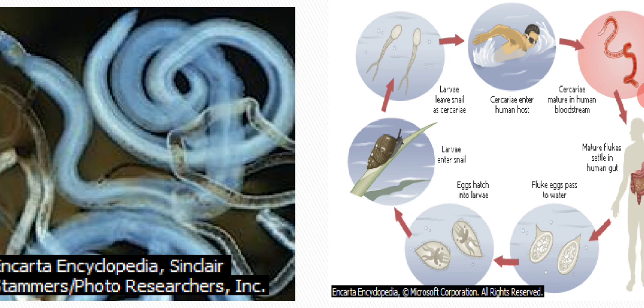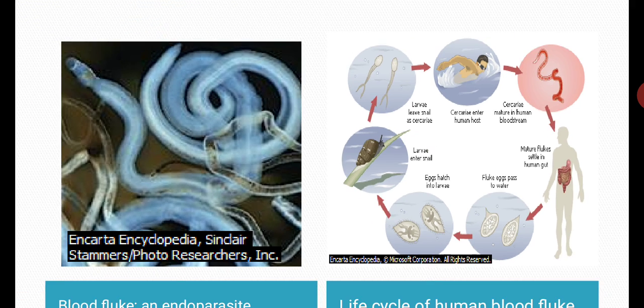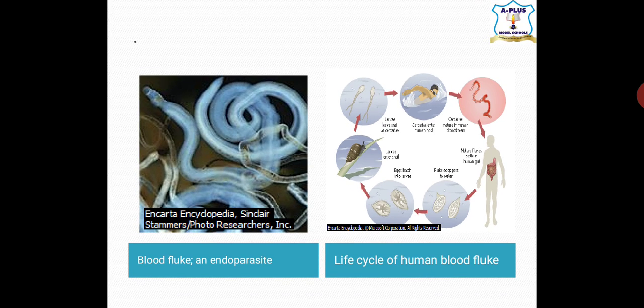You can see all this, the life cycle, how it circulates. That means from the human, it goes back to human. That means from snail into the water bodies. The human enters the water body, and it enters back into the human. So that's the life cycle of a human blood fluke.